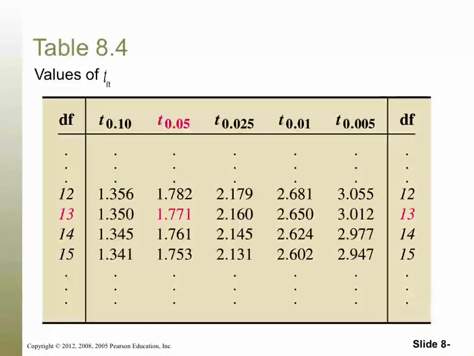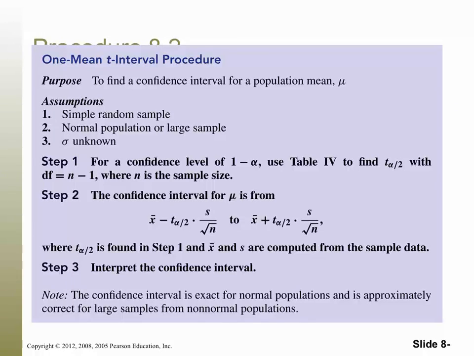Okay, so here's the purpose: to find a confidence interval for the population mean mu. So we have the same goal as before, okay? Assumptions. We have a simple random sample. We have a normally distributed population or a large sample. And sigma is unknown. So now this is the new assumption, which is more realistic here, that sigma is unknown. Don't write this down. Listen.